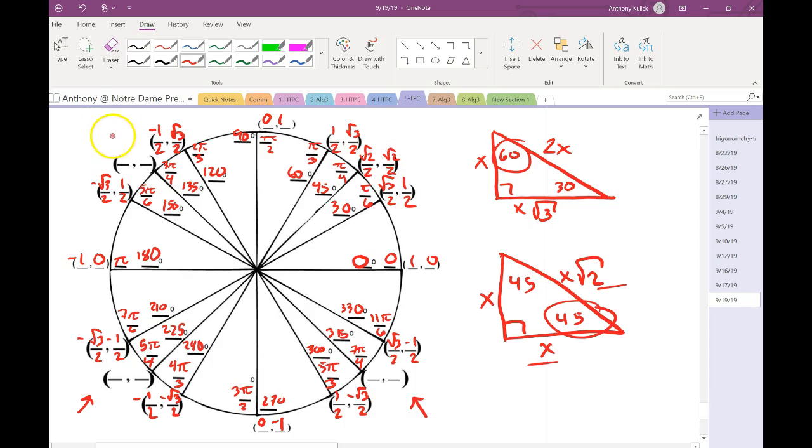So if I move around to the second quadrant, the x's are negative, but the y's are positive. If I go to the third quadrant, the x's are negative and the y's are negative. And if I go to the fourth quadrant, the x's are positive, but the y's are negative.